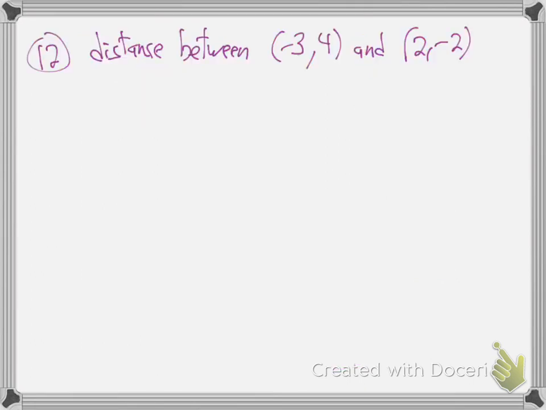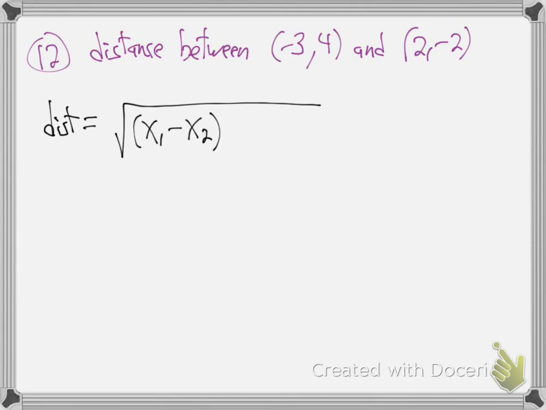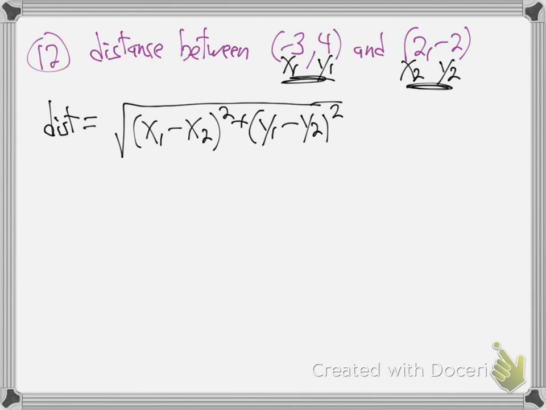Okay, so we're supposed to find the distance between these two. Well, the distance formula is the square root, a good thing to put on your 3x5 card for the next test, of x1 minus x2 squared plus y1 minus y2 squared. This is x1, y1, x2, y2. So this is the first point's x and y values, the second point's x and y values.